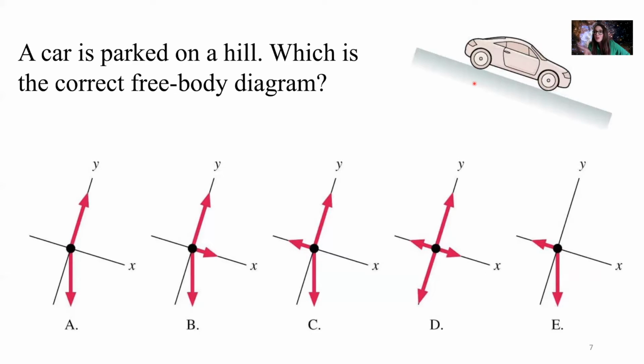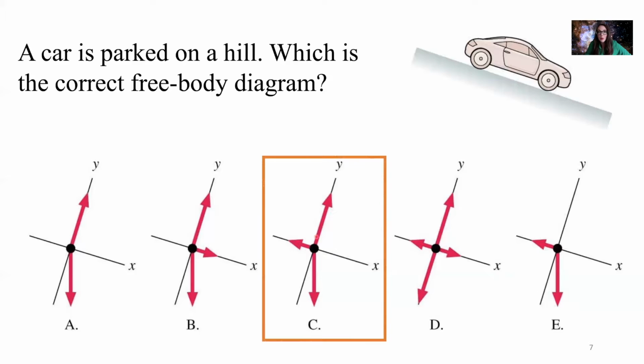Remember, the car wants to move down the incline in this direction. So the force of static friction that's keeping it in place wants to oppose that motion. So the force of static friction needs to be up and parallel to the incline. And so the free body diagram for this car is going to be this middle one, C. We've got the normal force perpendicular to the surface, the weight of the object straight down, and the static force opposing the direction that it wants to go along the incline.